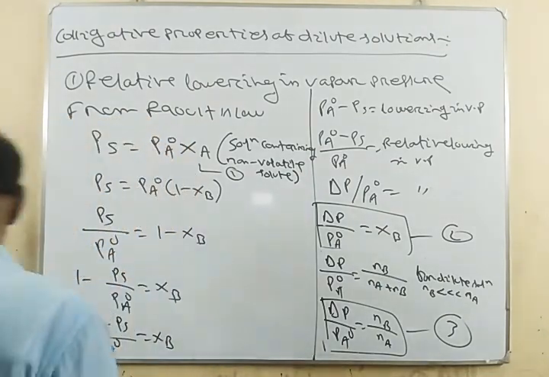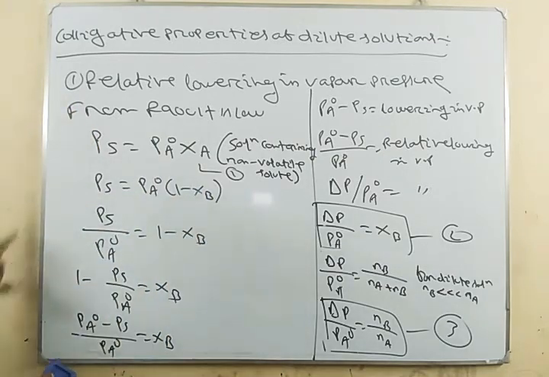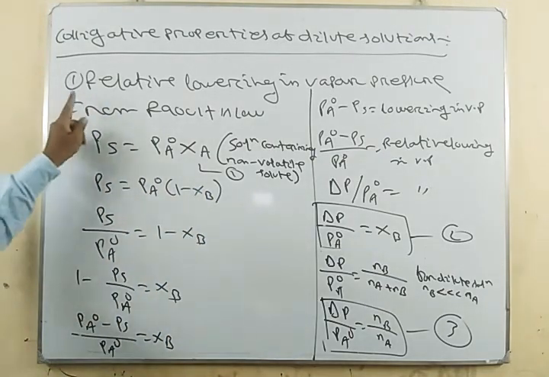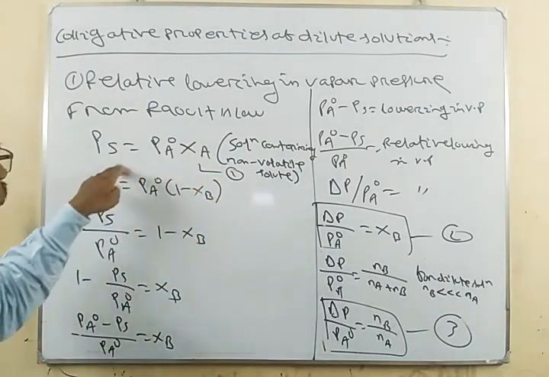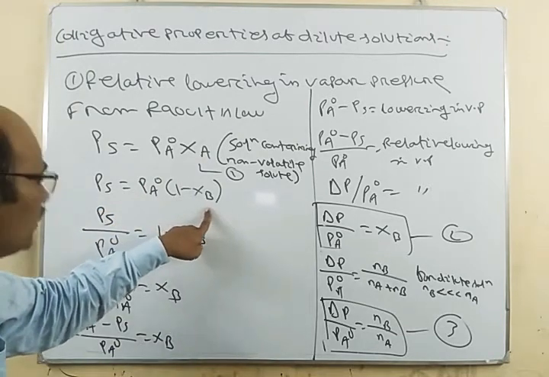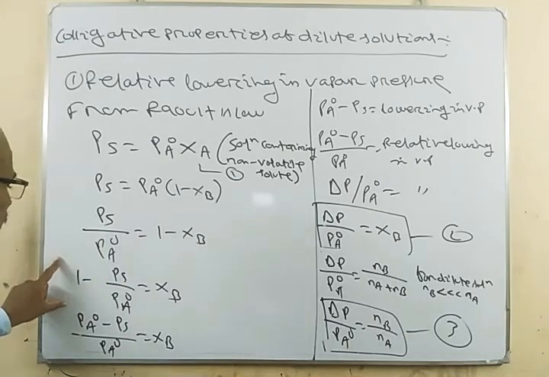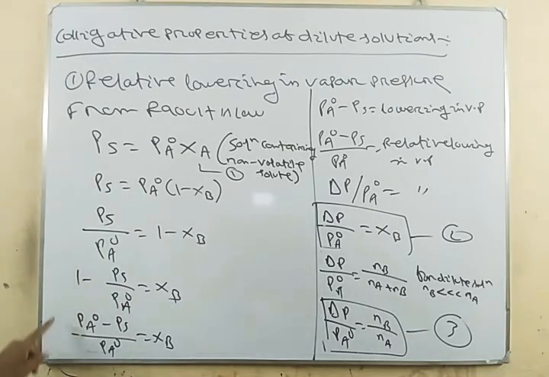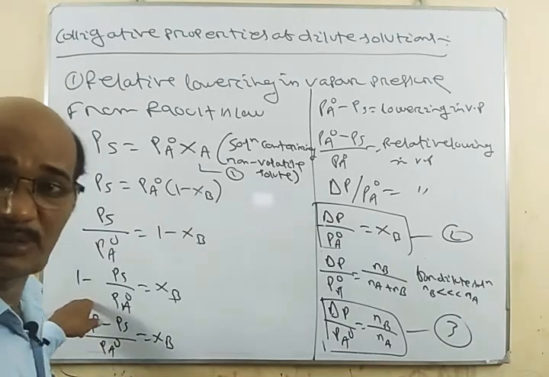Clear? Now how to calculate the molecular mass from this one. Simply from Raoult's law, for a solution with a non-volatile solute, PS equals PA0 XA. So PS equals PA0 (1 minus XB), because XA plus XB equals 1. Now PS by PA0 is equal to 1 minus XB. So 1 minus PS by PA0 equals XB. Now (PA0 minus PS) by PA0 equals XB. So this PA0 minus PS is the lowering of vapor pressure, and this is called the relative lowering of vapor pressure.